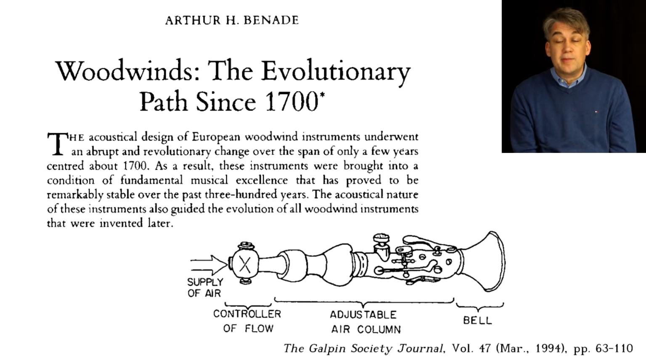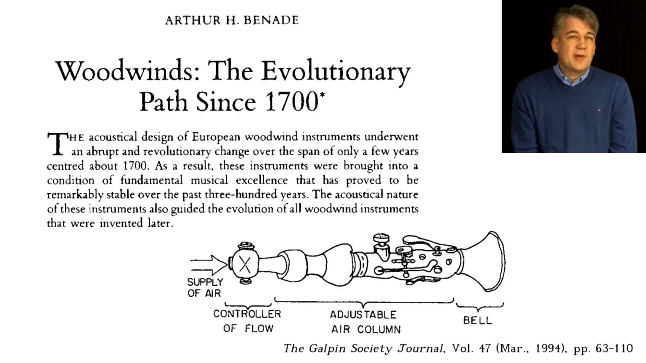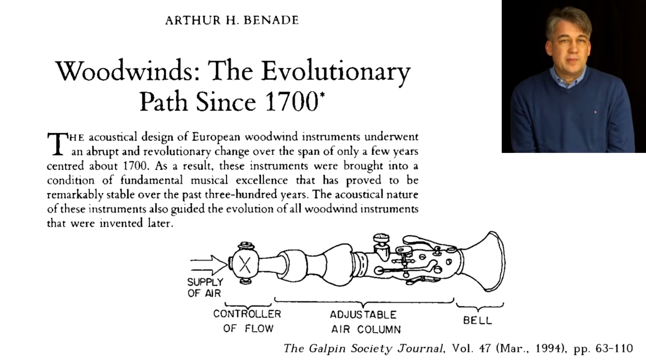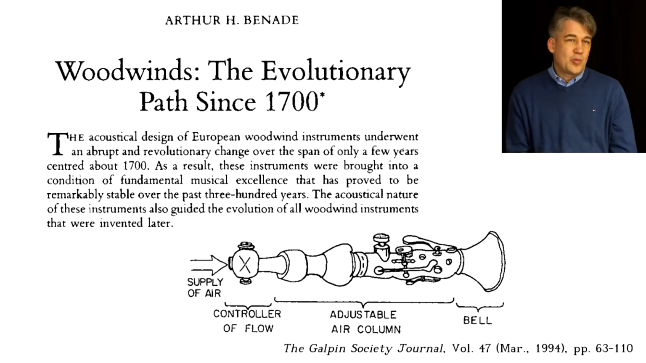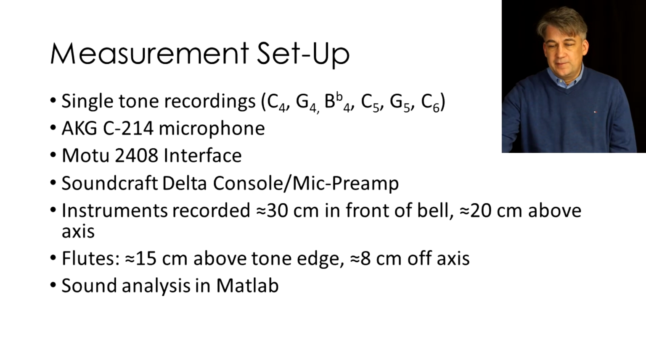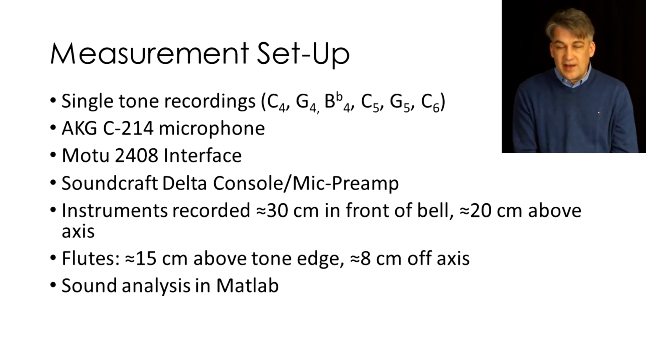I did my analysis, inspired by a paper by Arthur Benade called Woodwinds: The Revolutionary Past Since 1700. The paper appeared in 1994 in the Galpin Society, and the idea was that after 1700, instruments were modified such that they were much easier to play in tune, and much better to play in balance. And because some of my prototypes actually precede 1700, I wanted to look at how this would work in connection with the saxophone.